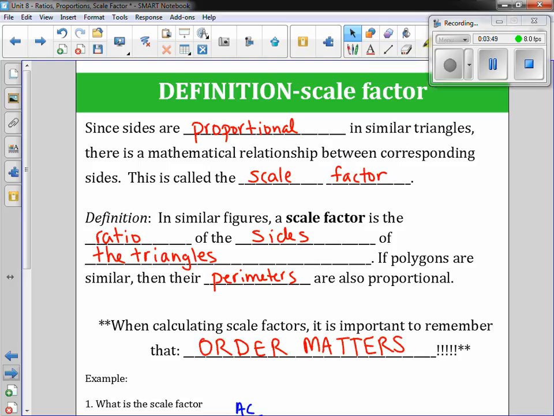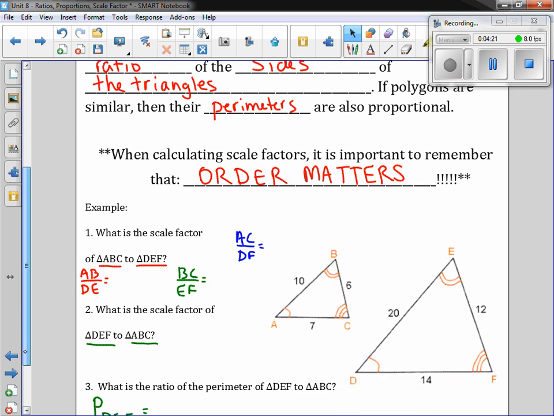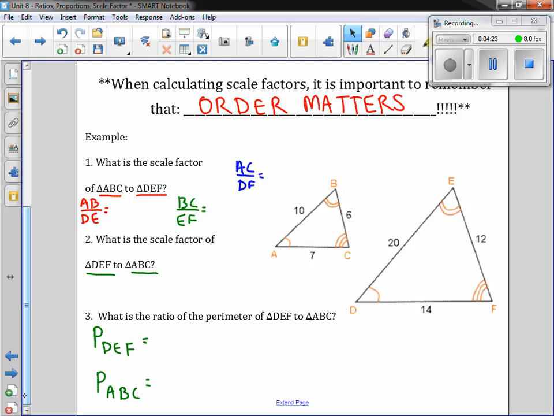Now let's take a look at scale factor more in depth. Since the sides are proportional in similar triangles, the mathematical relationship between the corresponding sides is known as the scale factor. By definition, a scale factor is the ratio of the sides of the triangles. And if polygons are similar, then their perimeters are also proportional. When calculating scale factor, it is important to remember that order matters. We are going to take a look at that in 3 examples using the same picture.